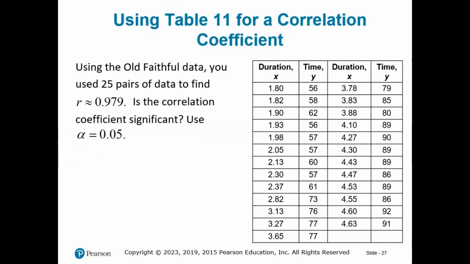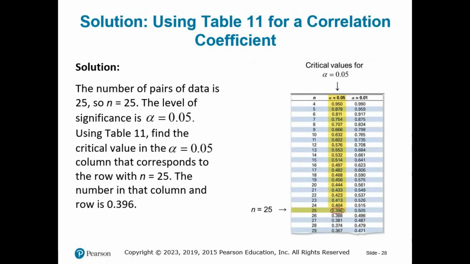Using the Old Faithful data, you used 25 pairs of data to find R was about 0.979. Is the correlation coefficient significant? Use alpha equals 0.05. If we look at the table, we find the column for alpha equals 0.05. Then we find the N value row along the side, N equals 25, and find where they intersect, in this case at 0.396.